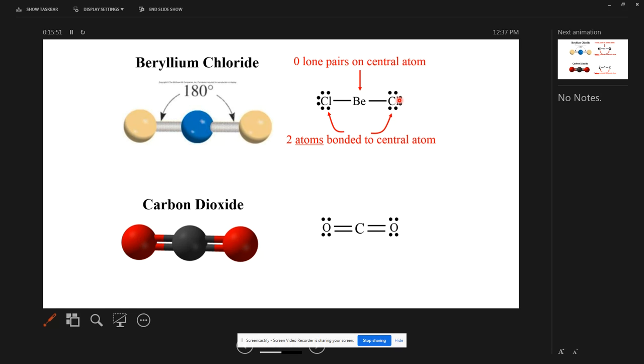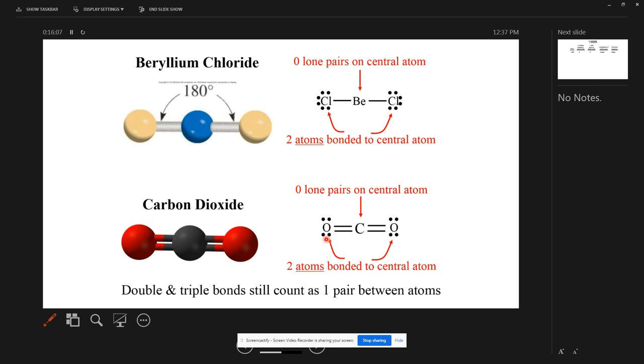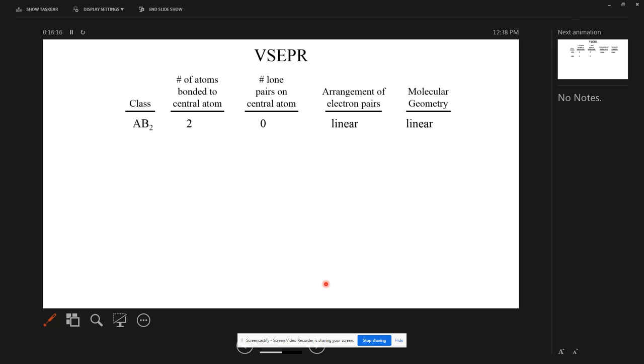Now, we don't care about the number of bonds. Here we have carbon dioxide, and even though carbon has 4 bonds, we're only counting how many atoms are bonded. Just like the one above, as long as there are 2 things attached, they're going to spread out 180 degrees. You count double and triple bonds as just one electron pair pushing against all the others.